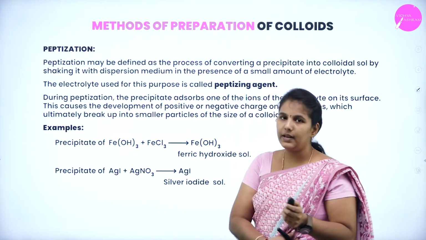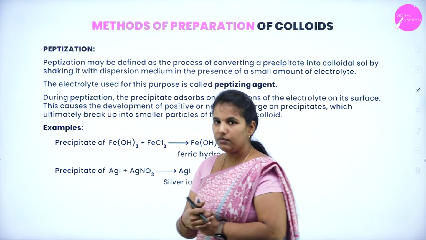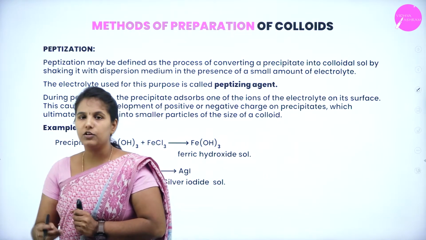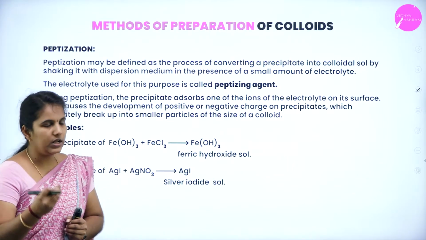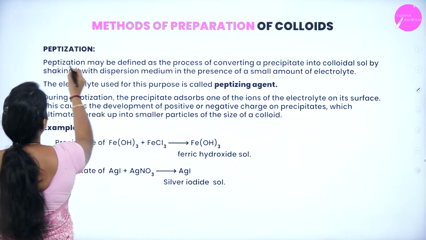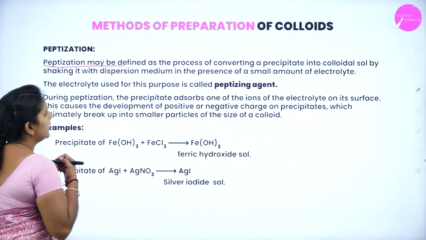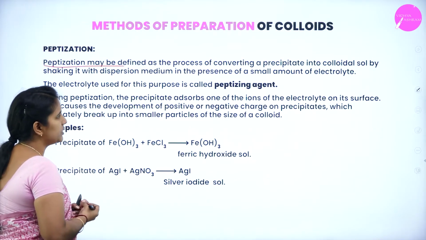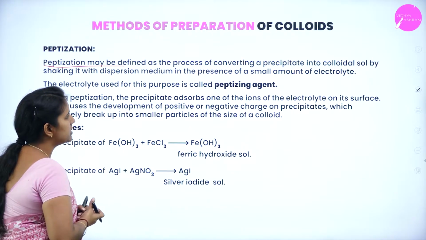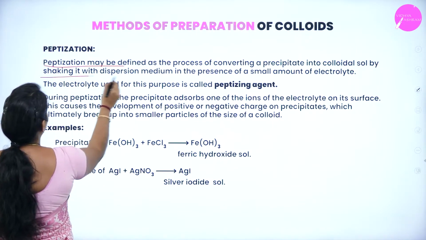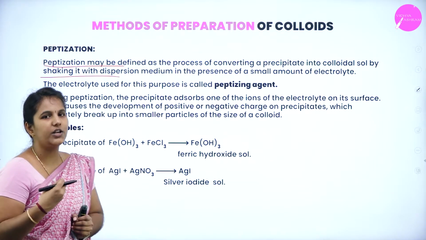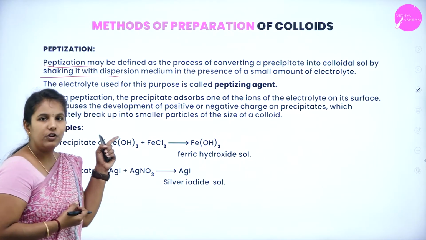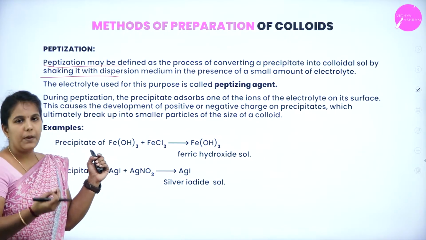Next is peptization. Let's see what peptization is, what a peptizing agent is, and how they carry out peptization. Peptization can be defined as the process of converting a precipitate into a colloidal solution by shaking it with the dispersion medium in presence of a small quantity of electrolyte. That is known as peptization.